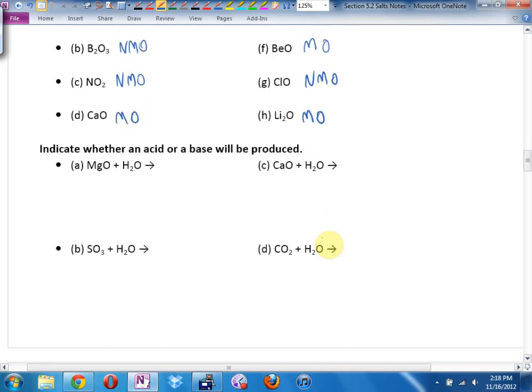Another question we might ask you very simply is, hey, tell me whether an acid or base will be produced. Metals produce base, non-metals produce acid. I haven't yet come up with a good way to remember that, so all I can say to you is, memorize it. Sorry. I'm trying to come up with a stupid acronym or whatever. If I come up with one, I'll let you know. But for now, metals produce base, non-metals produce acid.